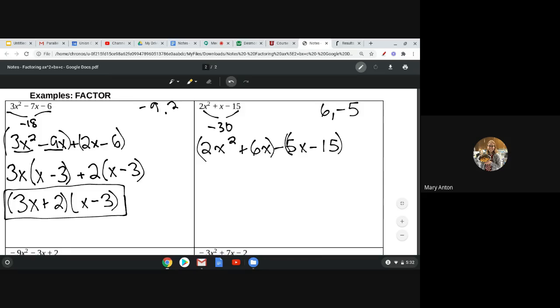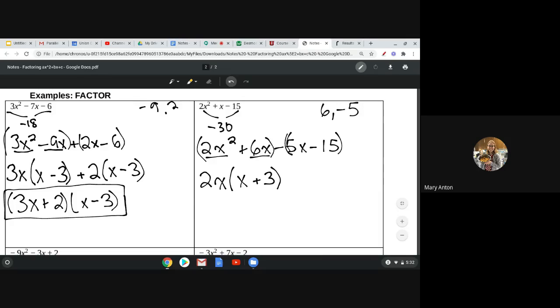So let's factor 2x squared plus 6x. The greatest common factor of 2 and 6 is 2. We can also factor out an x from both of those terms. So now it's 2x squared divided by 2x, that's just an x. What is 6x divided by 2x? 6 divided by 2 is 3, and x divided by x is just 1. So this is just x plus 3.